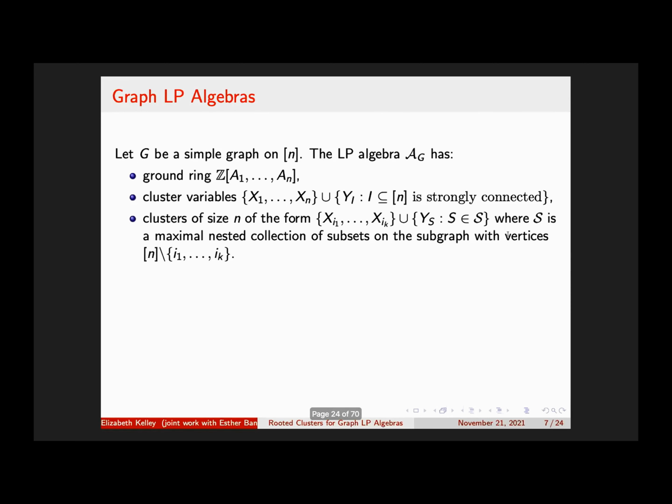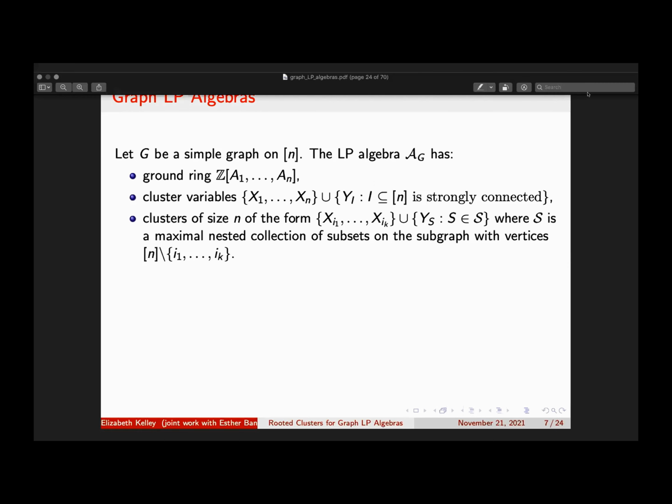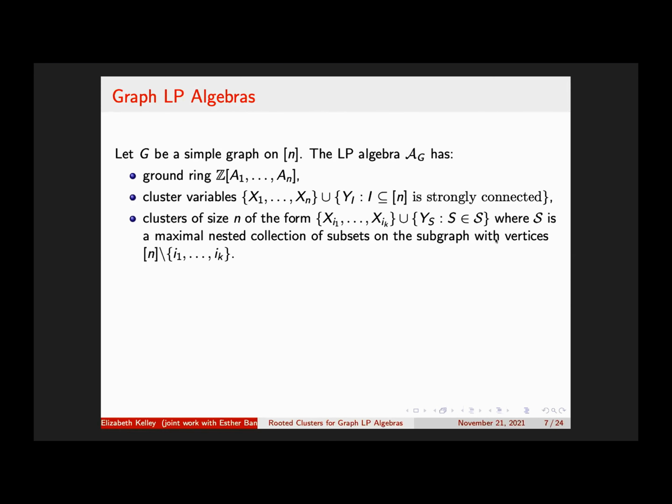What does strongly connected mean? So I think you can just think about it as connected. Okay, thanks. Okay, and so then my clusters here are going to look like collections of possibly both x and y variables or just one, where the condition is that if I look at the subscripts of all the y variables, that has to give me a maximally nested collection of subsets.